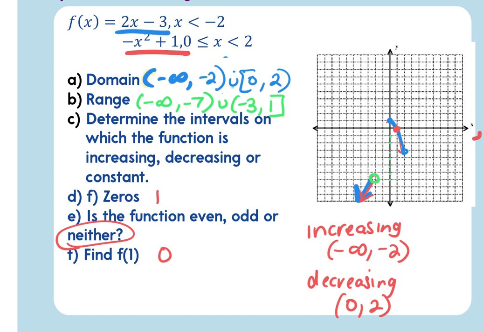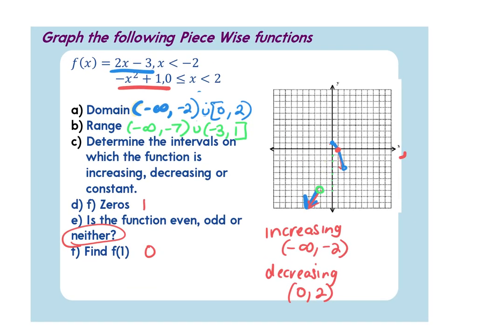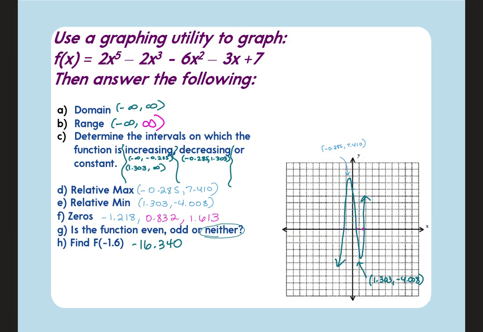Nico, can you scroll down to the decrease? 0 to 2. And was the other one when it was even, odd, and neither? There's no symmetry there, so it's neither. For the first one? Oh, also none. Yep. All right, so let's go through.